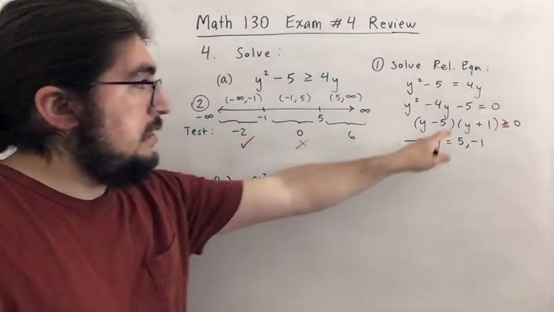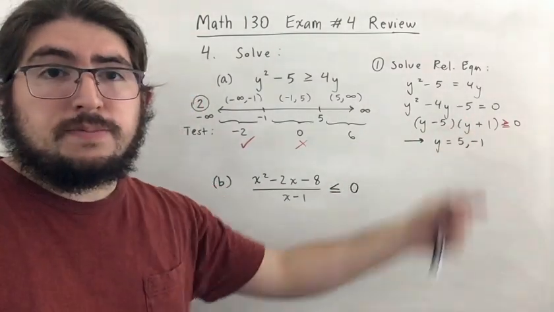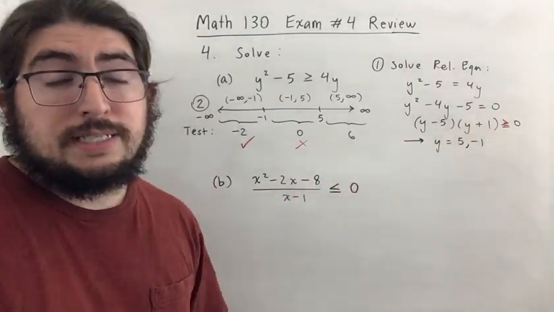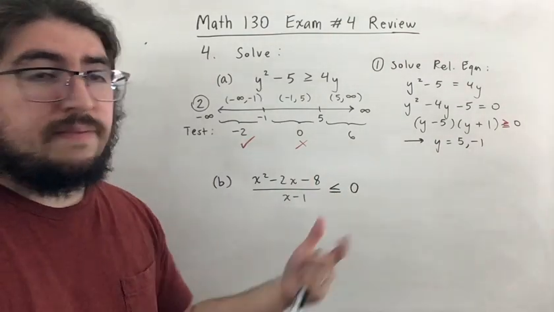Also plugging it into the factored form, 0 minus 5 is negative. 0 plus 1 is positive. Negative times positive is not bigger than 0. It's less than 0. It's negative. So it's how quick it is to just check with the sign when you have things factored.